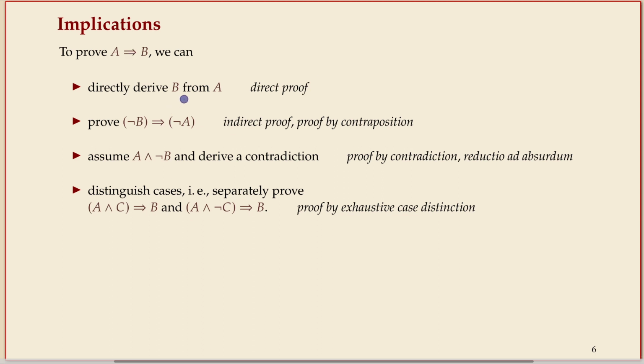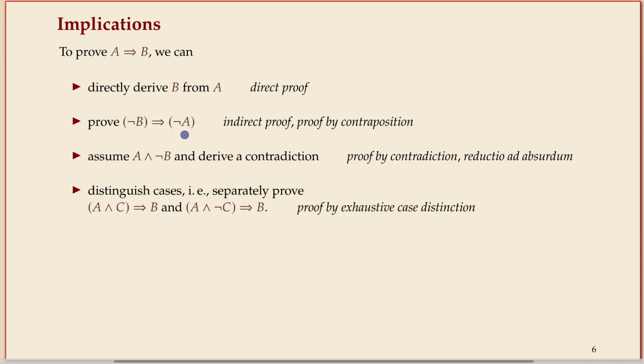You can go for a direct proof, which just means you go with all your axioms, but you add A, and then you try to derive B from that. This is what you can always try, but often this is not as easy to do. Sometimes it's useful to flip things around and do an indirect proof, also called proof by contraposition.